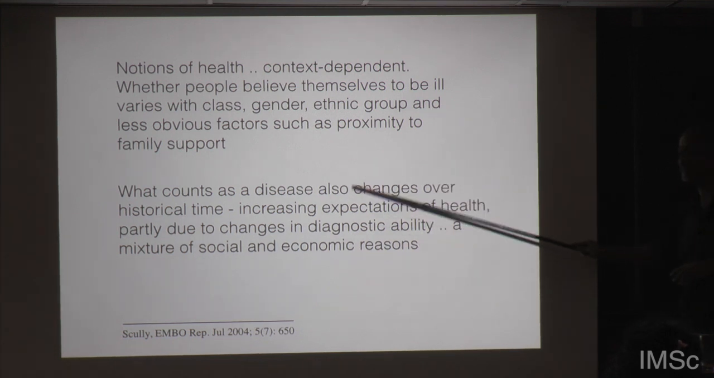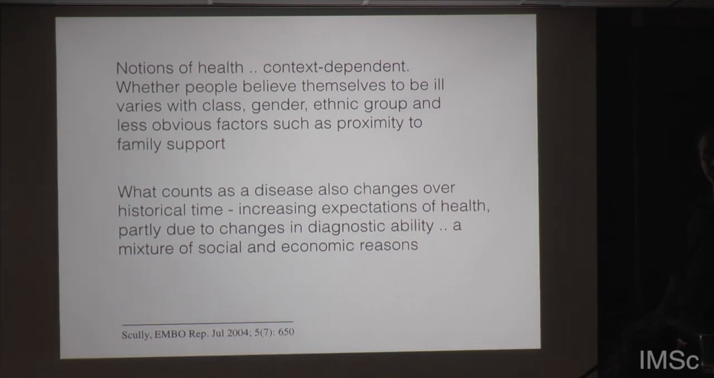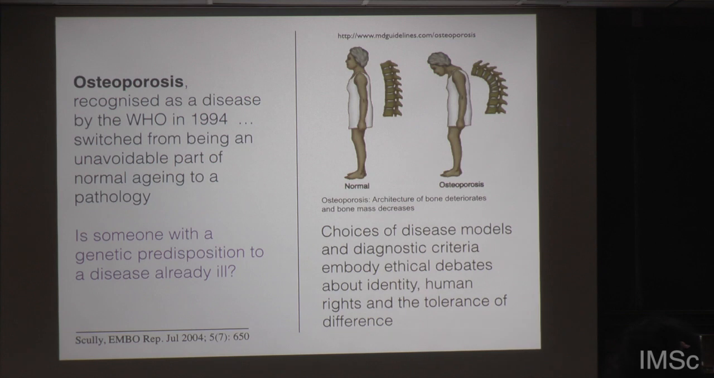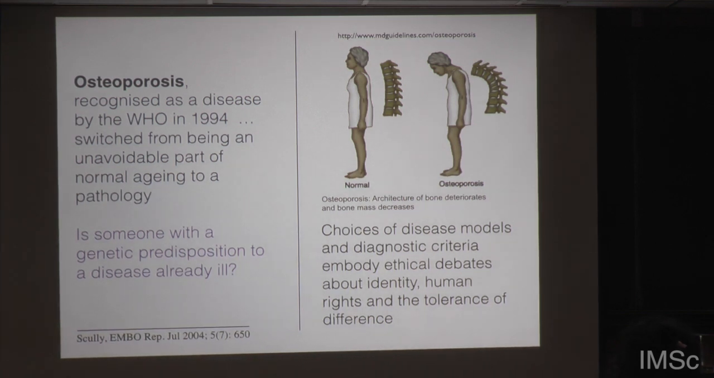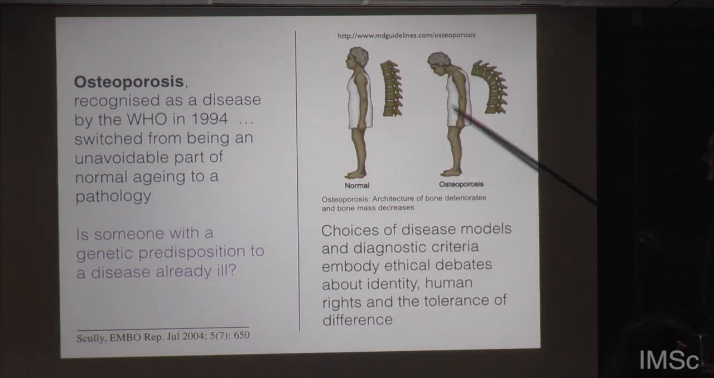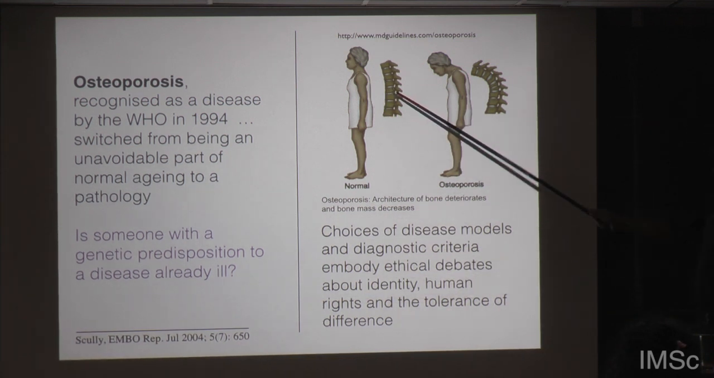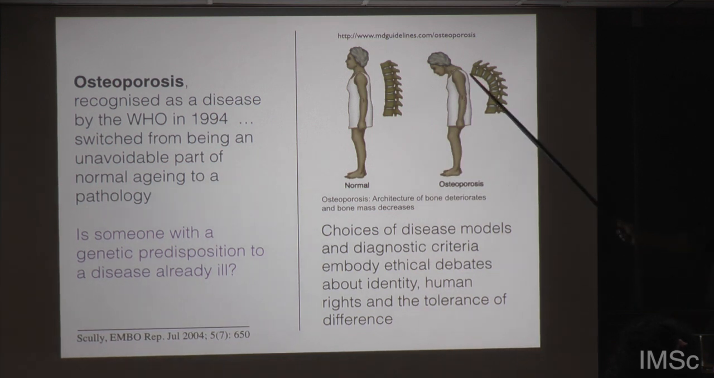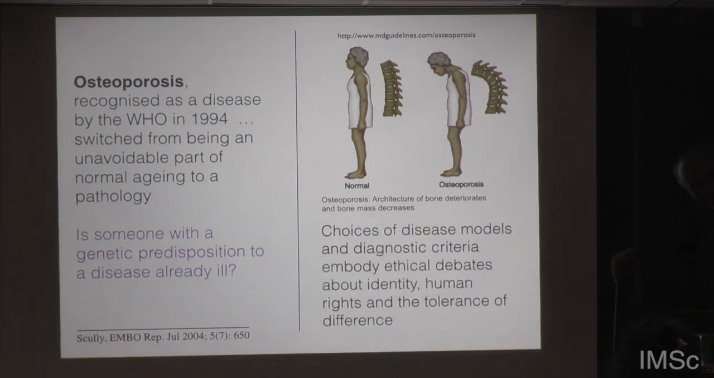Also, what counts as a disease has also changed with time. What we thought was a disease 20 years ago may not be a disease now. But usually it goes the other way. So here's one example. Osteoporosis is a condition in which, as you grow older, the architecture of your bone changes and you go from being straight up and rigid like this to a situation which you see in many old people. They're bent over. It's a consequence of osteoporosis.